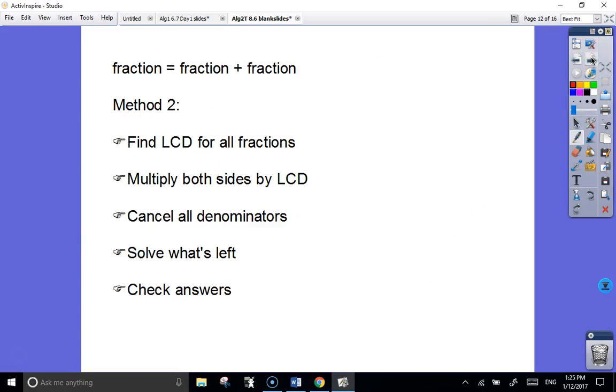So in this case, we're going to find the LCD, much like we did with the complex fractions. Find the LCD for both sides of the equation, and then multiply both sides by the LCD. We're not trying to find a common denominator for both sides. We're just saying find what it would be, and then multiply both sides by that, because it will then cancel all the denominators, and you don't have any rational expressions anymore. It's not a rational equation anymore. So you just solve what's left, check your answers.